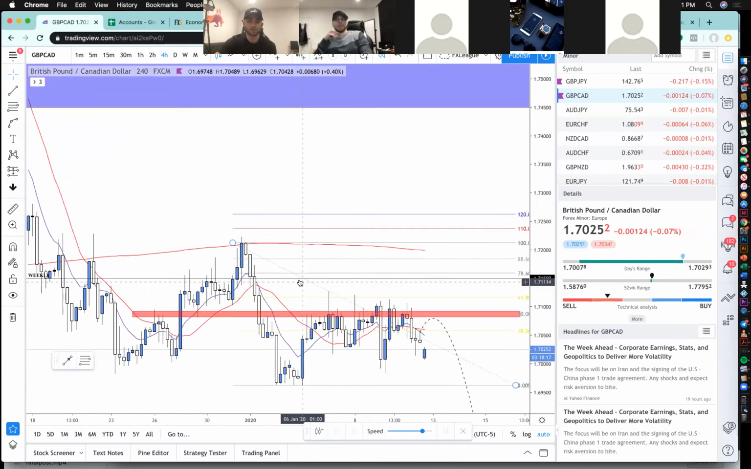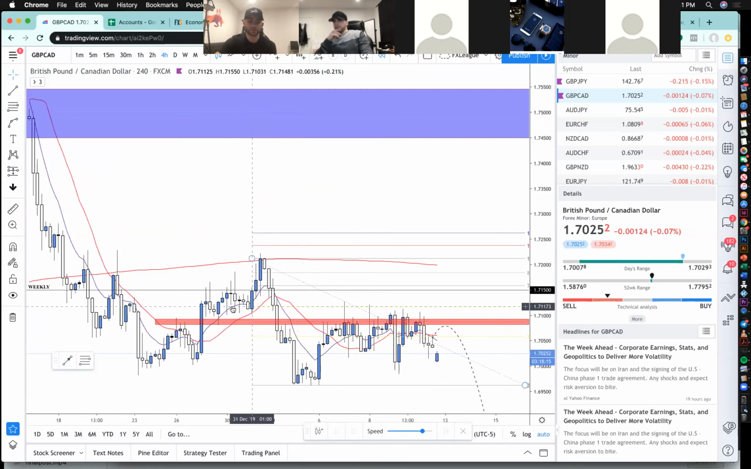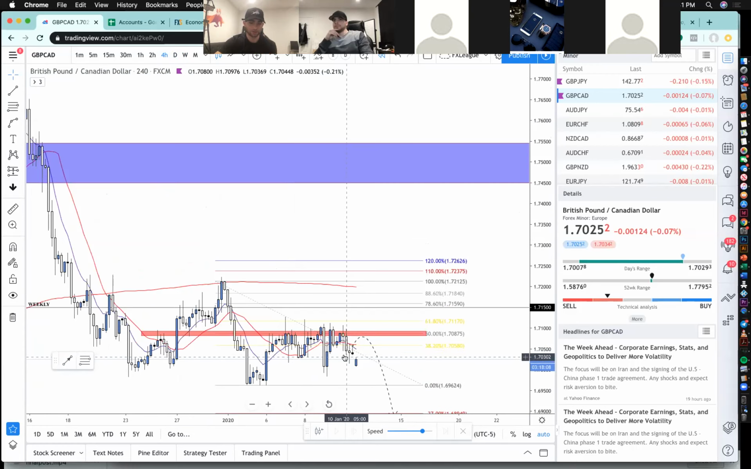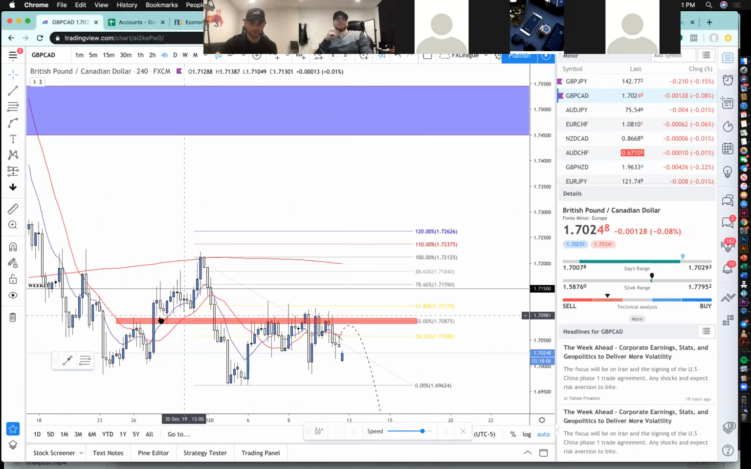Bump to the 4 hour, what do we see? That bearish engulfing, break of support here. Fib this. What's going on here? Entry zone, we have resistance, we have the 50% or 61.8 level.